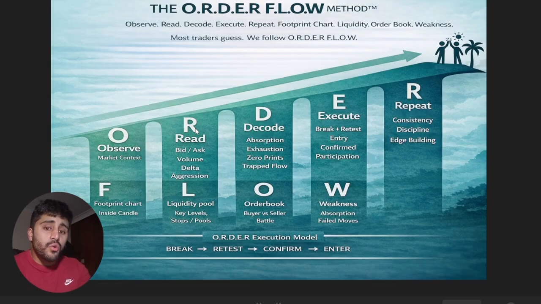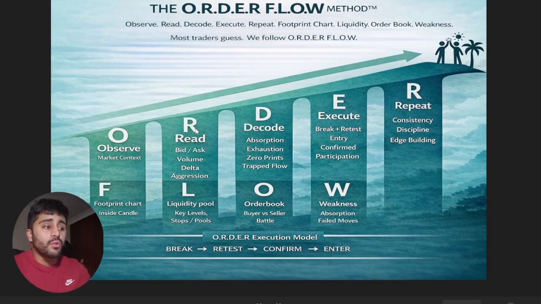Then we decode that information. So then we start looking at the absorption, the exhaustion. We start looking at zero prints. We start looking at who is trapped in the order flow. And then from there, we execute based off the break and retest. So we have to do this in order.